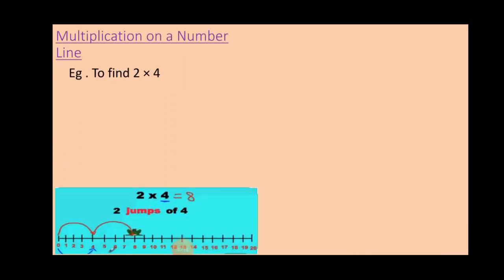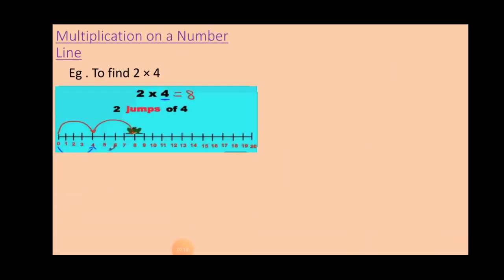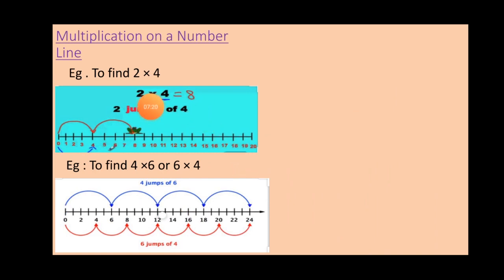Now let us learn how to represent multiplication on number line. So first of all, we have taken a number like 2 multiplied with 4. Here that thing we can represent by taking 2 jumps of 4 units. Okay children, so first we have drawn one straight line and we have marked all the whole numbers on it.